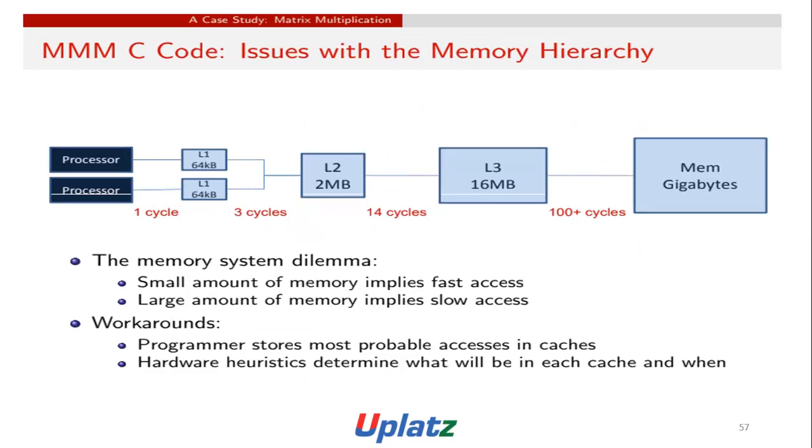The processor: register 1 cycle, L1 3 cycles, L2 14 cycles, L3 100 plus cycles, memory gigabytes. The memory system dilemma: a small amount of memory implies fast access, a large amount of memory implies slow access. Workaround: the programmer stores more probable accesses in caches. Heuristics determine what will be in each cache and when.